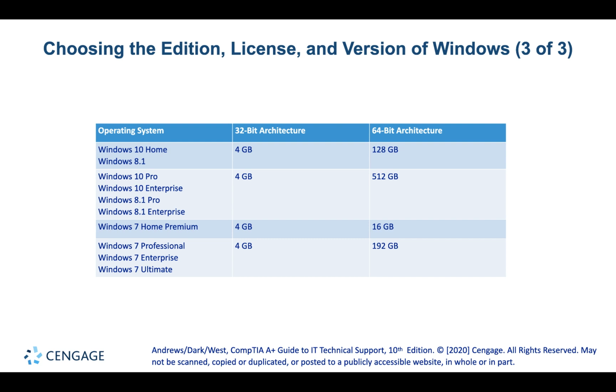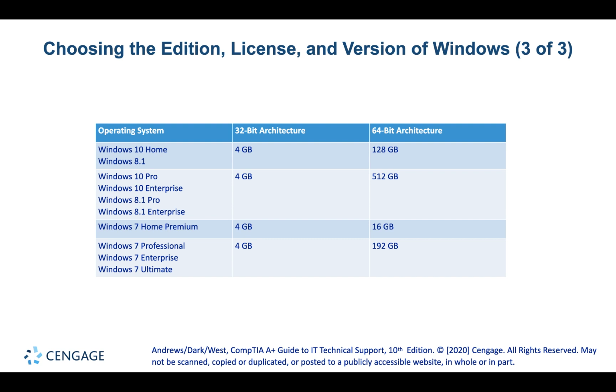Not only does Windows have many different versions, within each version there are different editions and licensing. So you can see here broken down, they have different versions, like Windows 10 or Windows 8, right, and Windows 7. But within each version, then you have different editions such as Home, Pro, and Enterprise.